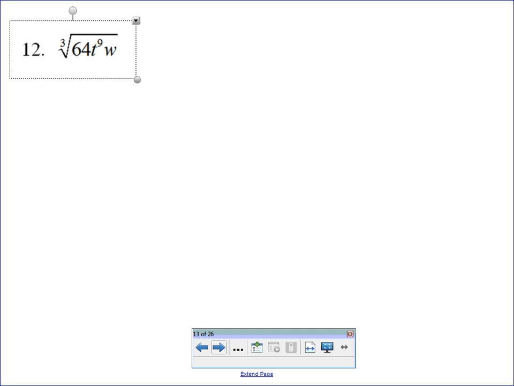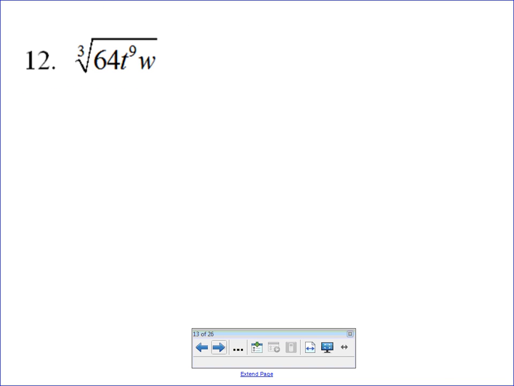For number 12, all right, this is different because of the index. This is not a square root, this is a cube root. So we do the same thing we did before, we're going to break it down. This is 8 and 8, which is 4 and 2, which is 2 and 4, which is 2 and 2. And then the t's and the w.